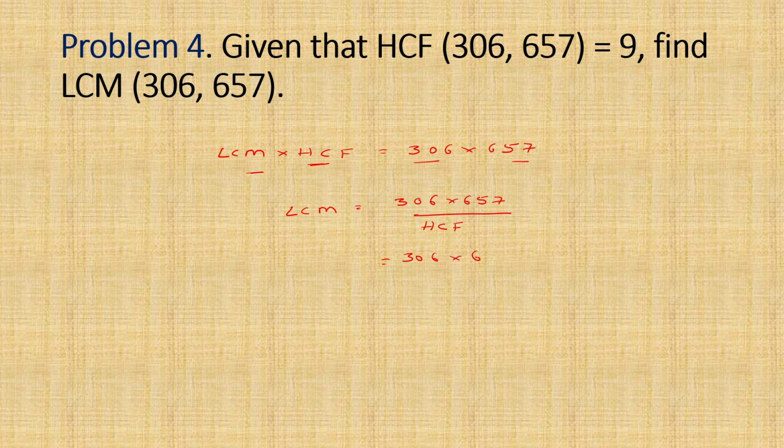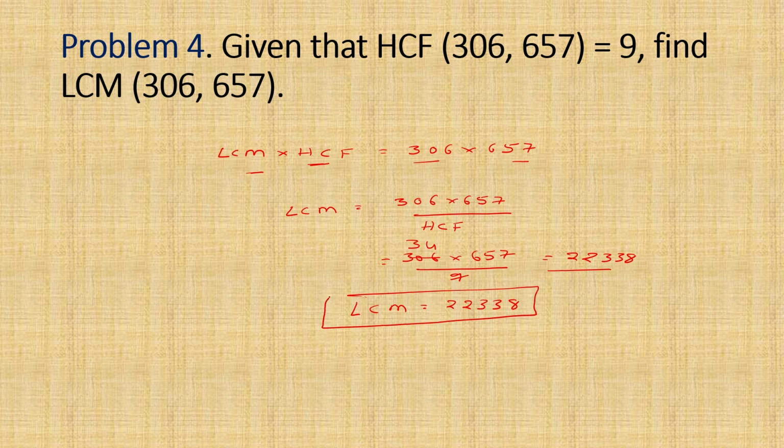306 by 9. 9 3 is 27, 9 4 36. We'll get 22338 is the LCM. Okay.